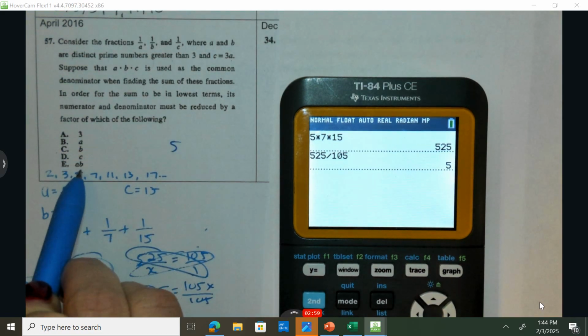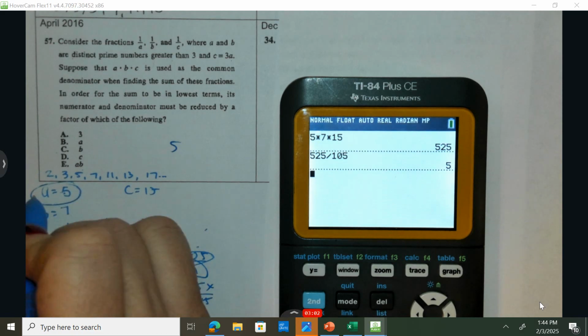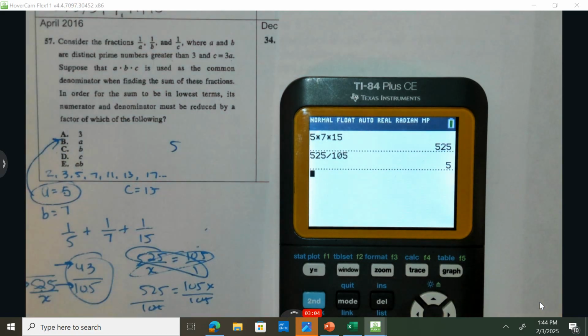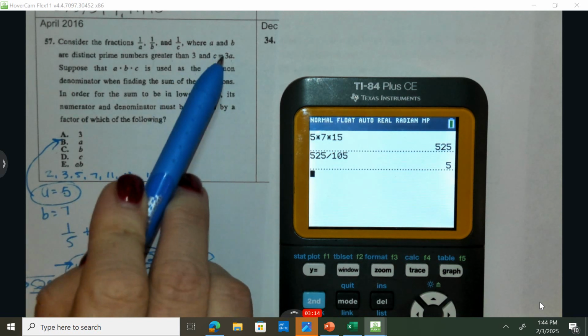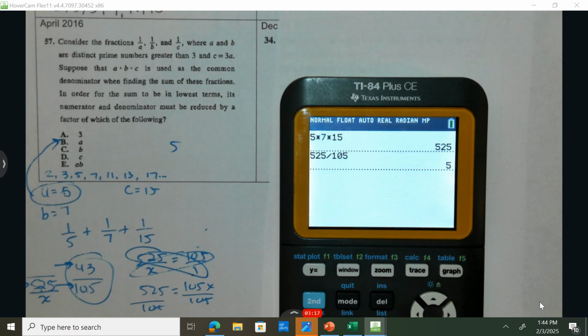Notice that 5 is not an option, but 5 is equal to a. So even if you chose different arbitrary numbers, and remember they have to be prime numbers greater than 3, maybe if you had chosen 7 and 11, and a was 7, c would become 21 because c is 3 times a. You would receive the exact same answer.